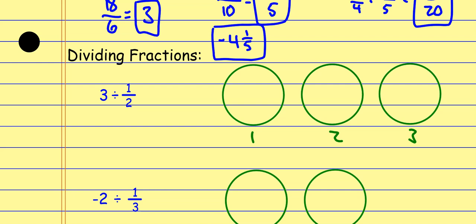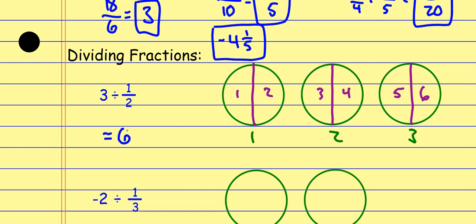And so if I divided each of these into a half circle, here we go. So now I divided my 3 circles into half circles. How many half circles do I have? We'll count them up. 1, 2, 3, 4, 5, 6. So when I took 3 whole circles and divided them into half circles, it gave me 6 half circles. The answer here is 6.